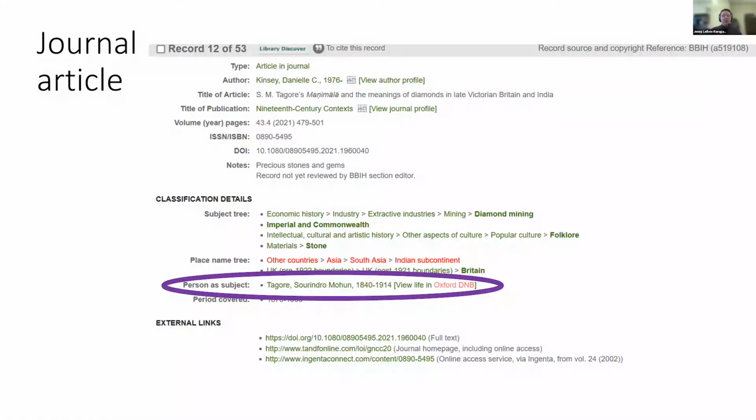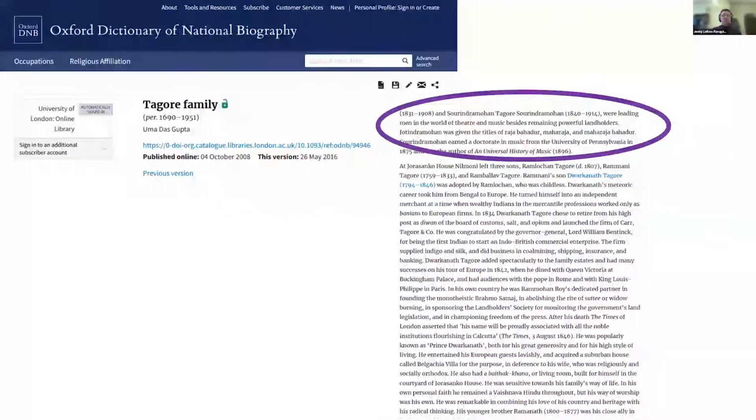So if we return to the subject classification information, you'll notice in the person as subject area that there's a red link to the Oxford Dictionary of National Biography. If your library has access, you can click on that link, and it will take you straight through to the Oxford Dictionary of National Biography. So in this example, you can see that Surindra Mohan has a short biography within the record for the Tagore family.